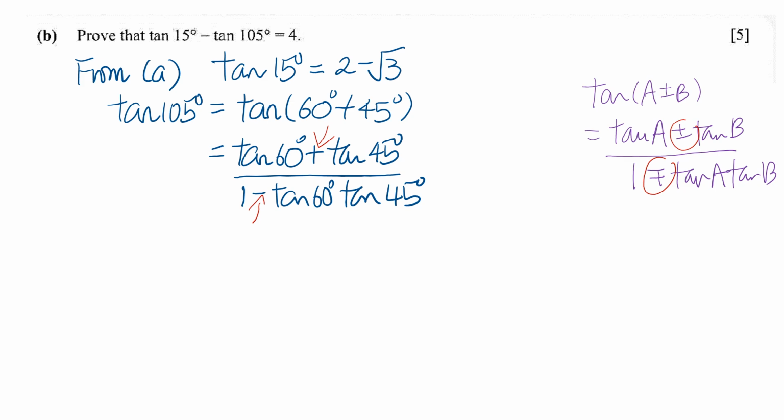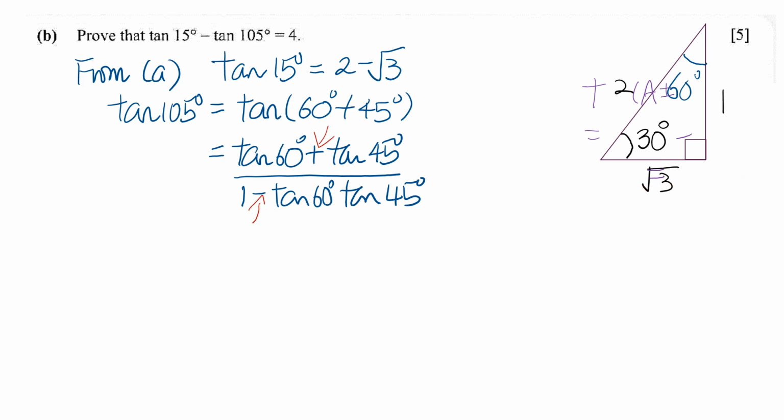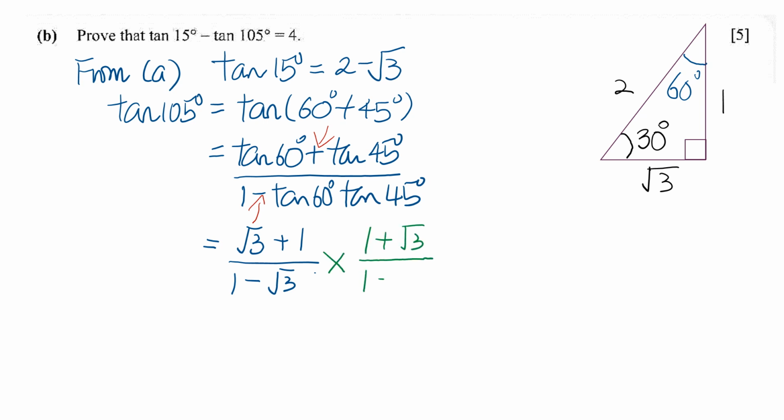Right, again, tangent 60, if you refer to the diagram. Oh, okay, I have drawn the diagram here, so I need to erase this. Okay, if you look at these diagrams, tangent 60 is square root 3. And tangent 45, we can use a calculator that gives you 1. Alright, so we cannot stop here because we need to rationalize it with the conjugate surds.